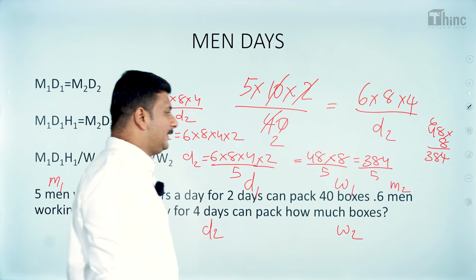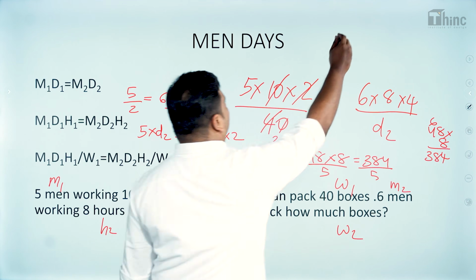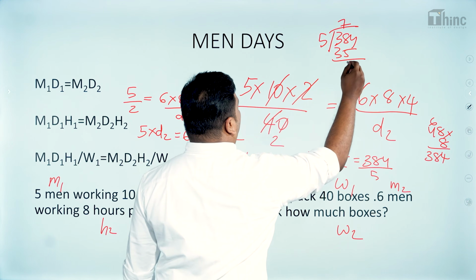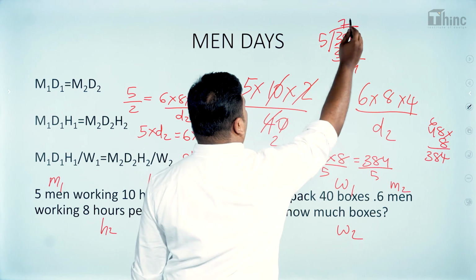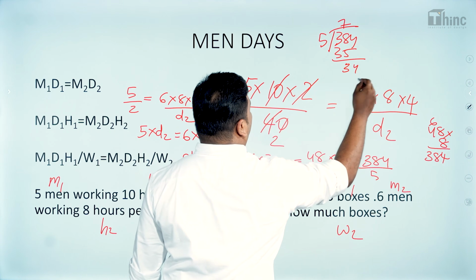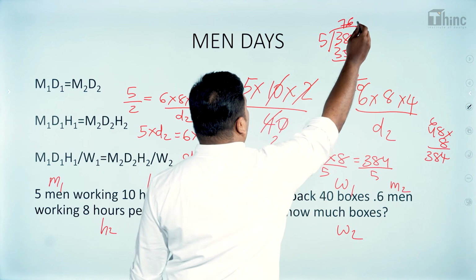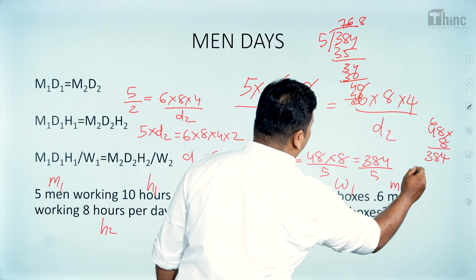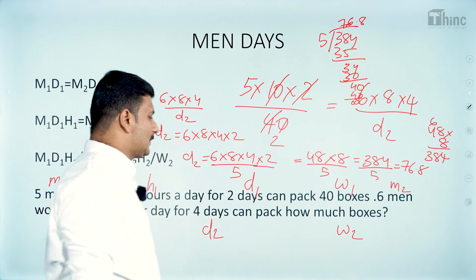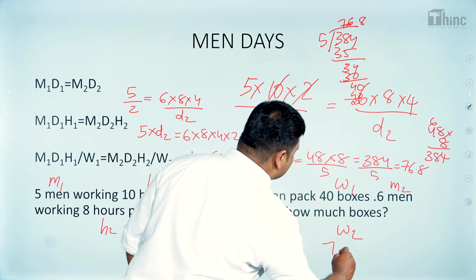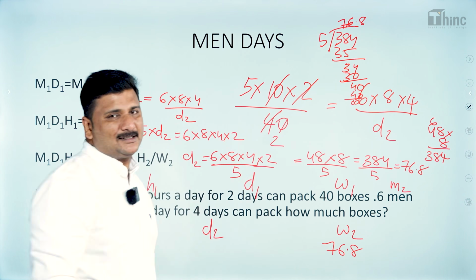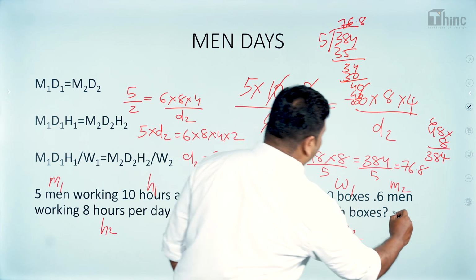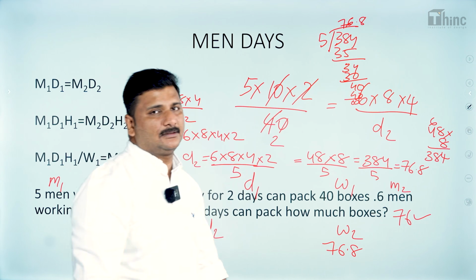And what is 384 by 5 approximately? When you do 384 by 5, we'll get 7, and then we put a point here and we'll get 8, right? So basically what we are getting is 76.8. That means they can pack approximately how many boxes? 76.8 boxes. Anyway, they cannot complete 77 boxes, so the number of boxes completed is 76. So if you have 76 as the option, just mark that option.